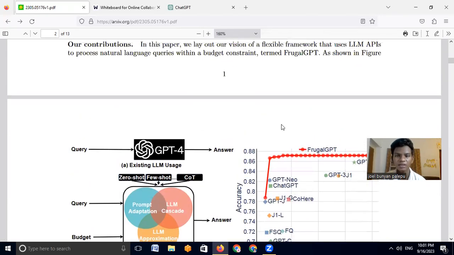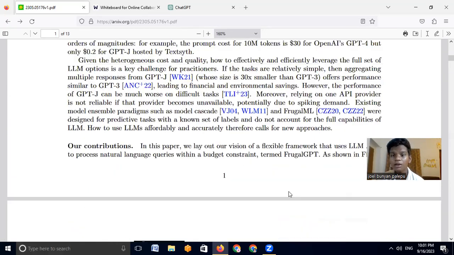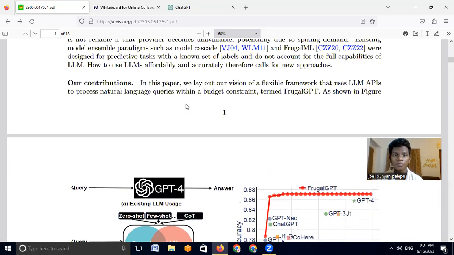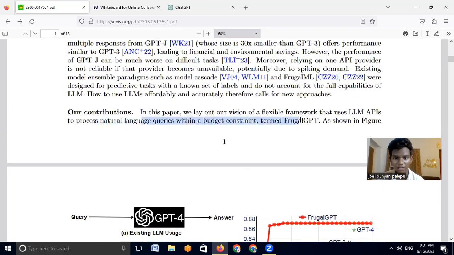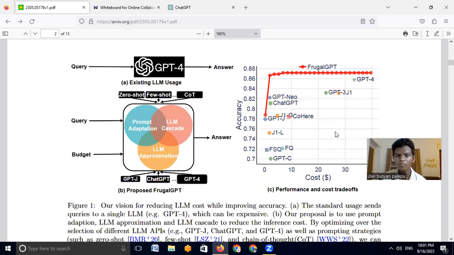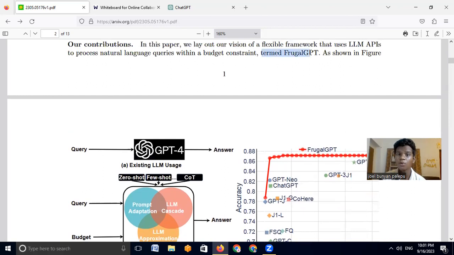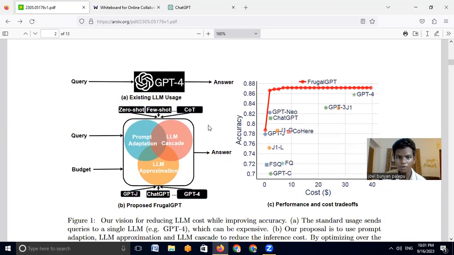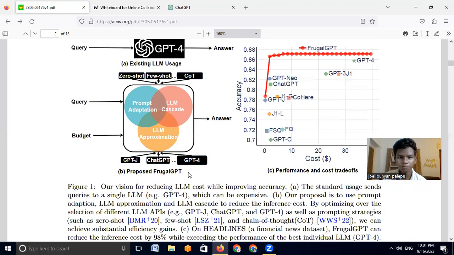So these people are going to develop a framework that uses LLM APIs to process natural language queries within a budget constraint. So they're going to set a budget in which they are going to process natural language queries. And the name of the framework is FrugalGPT.